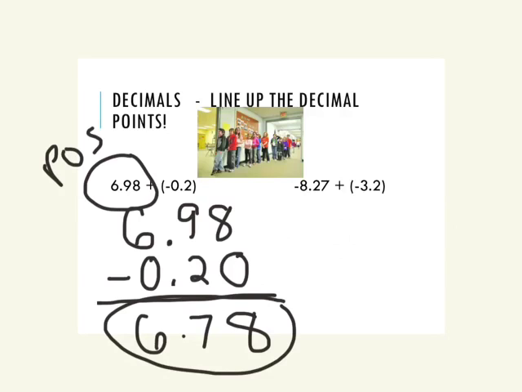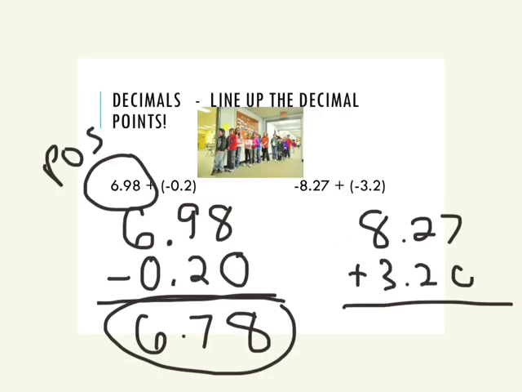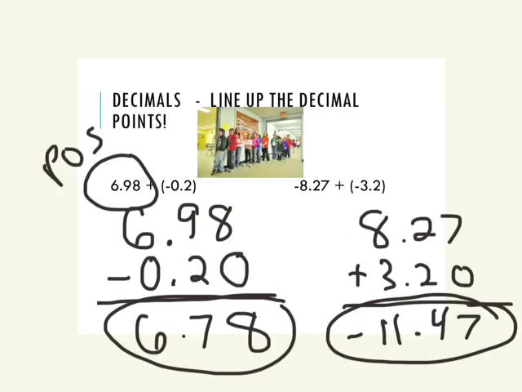Another example. Put this one down in your notes also. I have same signs. Since I have same signs, I'm going to add and keep. So I'm going to take the two numbers and I'm going to add them together. I'm going to disregard the signs for the time being. When I add them together, I get 7, 4, and 11. Same signs, add and keep, so they're both negative. I got to keep that sign. My answer is negative 11.47.